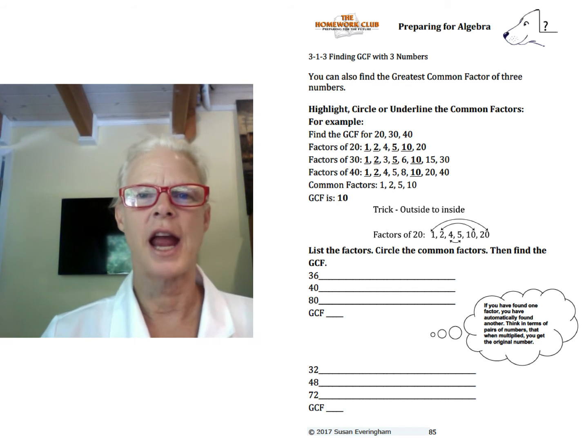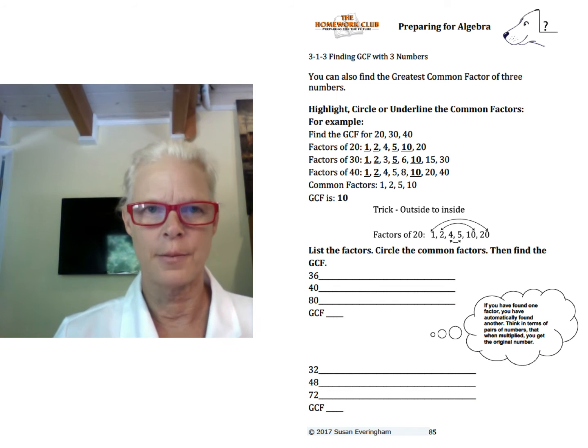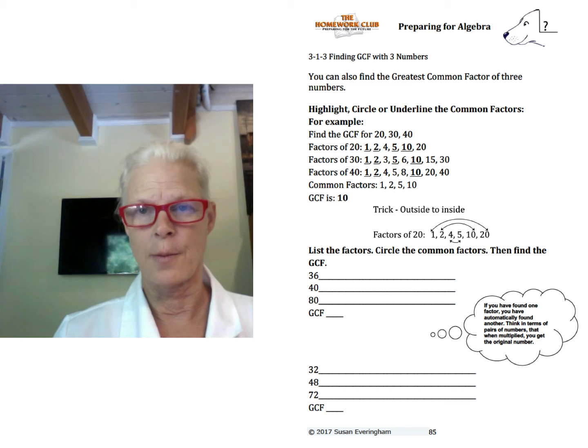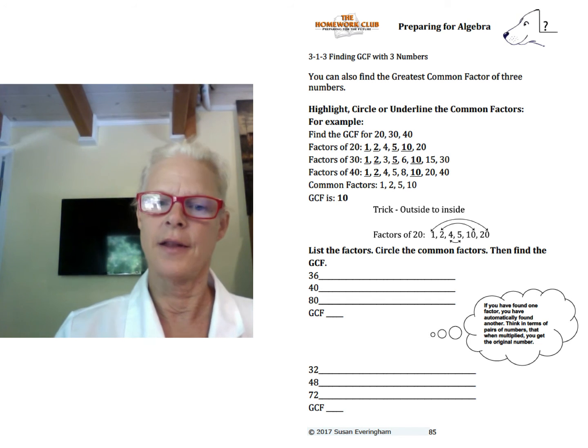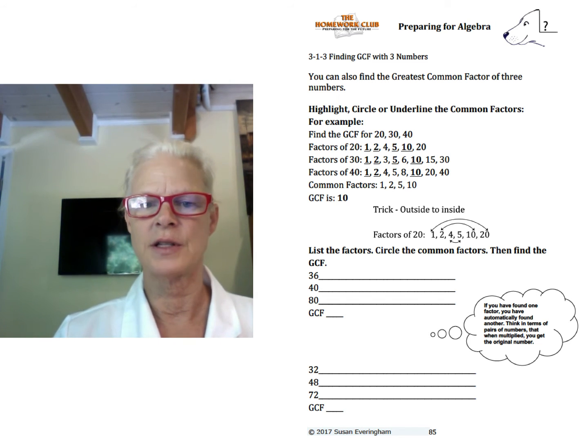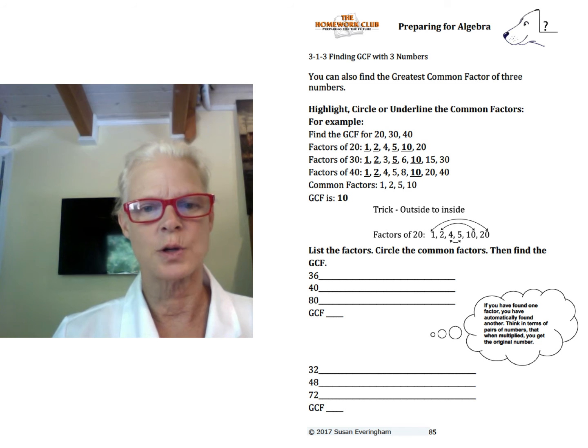Great. Okay, page 85. We're now finding the GCF for 3 numbers. And the greatest common factor of our example, 20, 30, and 40. We're going to underline, circle, or highlight, whatever you want, for all 3 numbers. And then all the common factors of these 3 numbers are 1, 2, 5, and 10. That greatest common factor is the one they share, the largest number, 10.